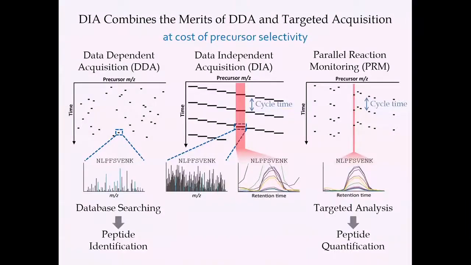Okay, so just to get started, to make sure we're all on the same page, this is the way we view proteomics data acquisition strategies. There's data-dependent acquisition, where we sample things based on real-time decisions made by the instrument on the fly. We generally have narrow precursor windows and get relatively clean product ion spectra. We then do database searching and have some sort of peptide identification step.